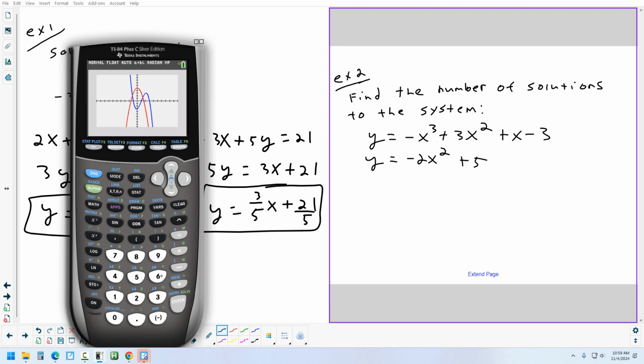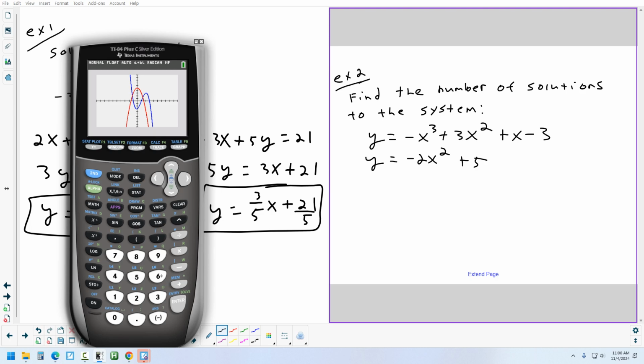Now, this one, read the directions, find the number of solutions. You don't have to find them. I just want to know how many there are. So how many solutions are there to this problem? 3. 2 that you can see. You have to zoom in.